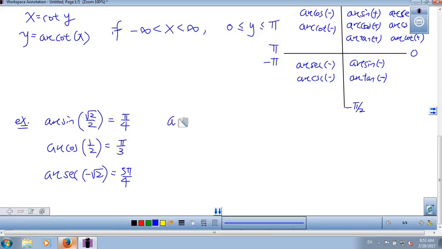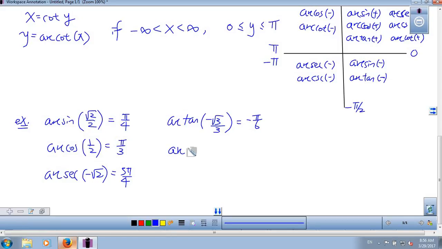Okay, let's try arctan of negative square root 3 over 3. Negative square root 3 over 3 is the same as negative 1 over square root 3, but we're going to get the angle back in this quadrant. That means the ratio of sine and cosine is going to be 1 over square root 3. So this is going to be pi over 3, no, negative pi over 6. Negative pi over 6.